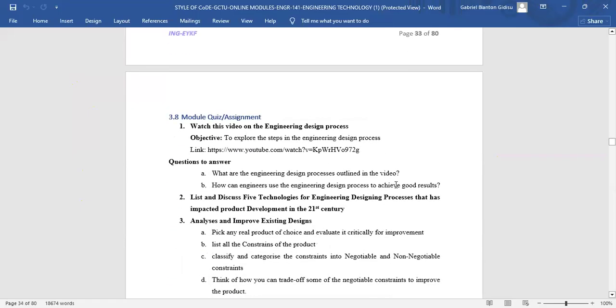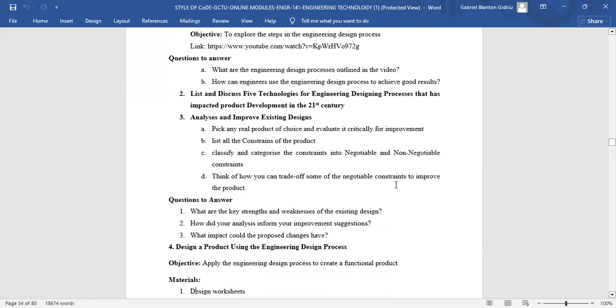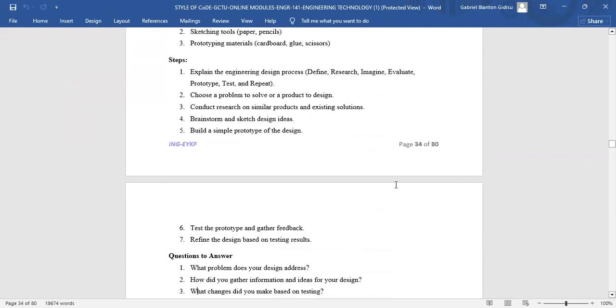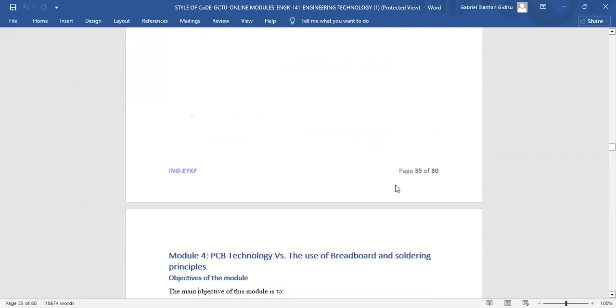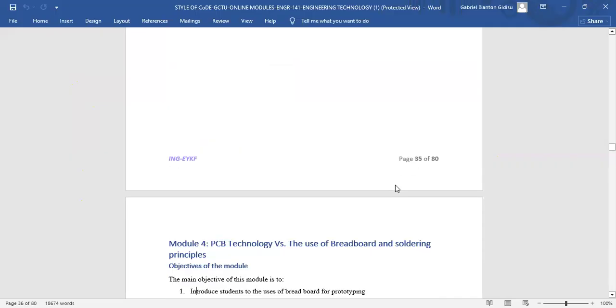We are finished with module 3.7. Module 3.8 is quiz and assessment. Please be considering the assessment. So these are solving the questions.